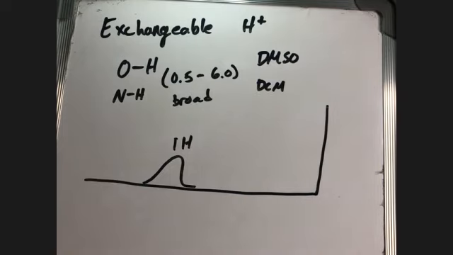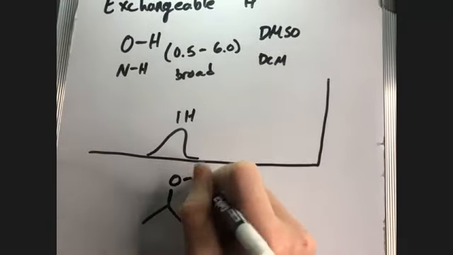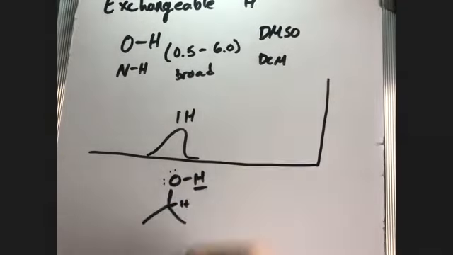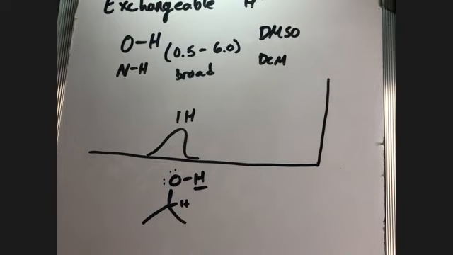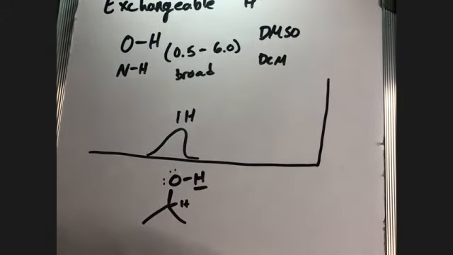hydrogen is bound to an oxygen, and there's no other oxygen or hydrogen that can be on that oxygen, so it won't split. For instance, this hydrogen right there has no other hydrogen on the carbon to split it, and these hydrogens do not split this hydrogen, because again it's exchangeable, so it's constantly moving, and the splitting phenomenon cannot occur. So you'll see a broad singlet for the exchangeable proton, and then everything else will be the normal stuff we talked about, right? This is probably a good example to end on, I think.